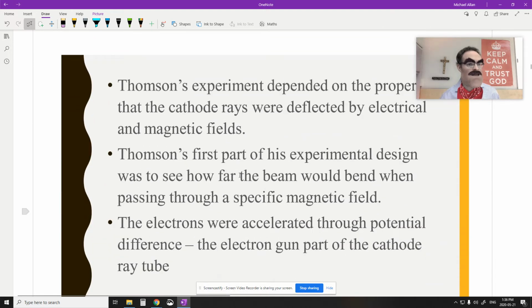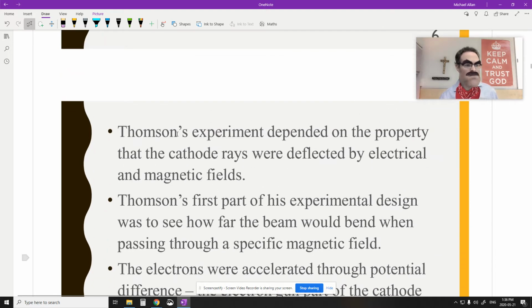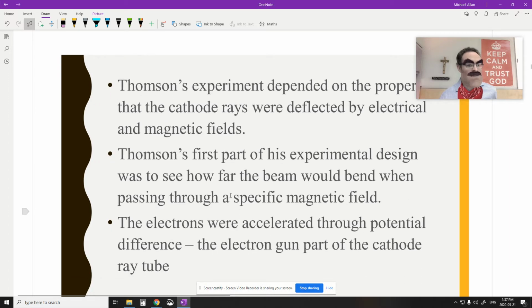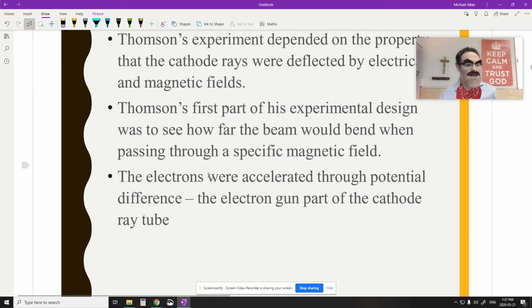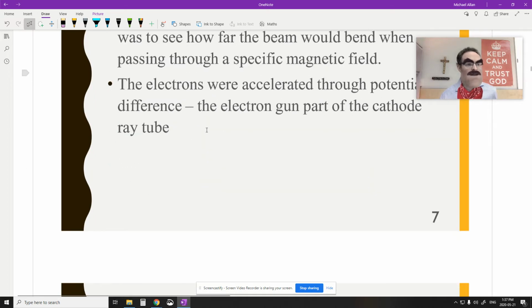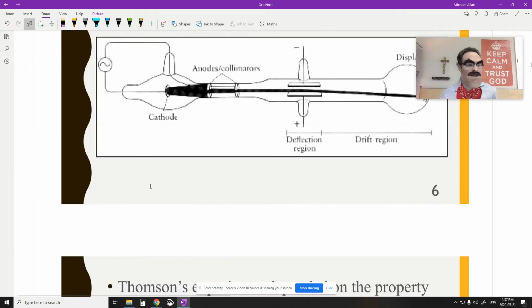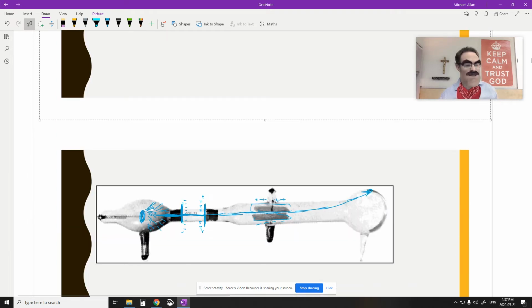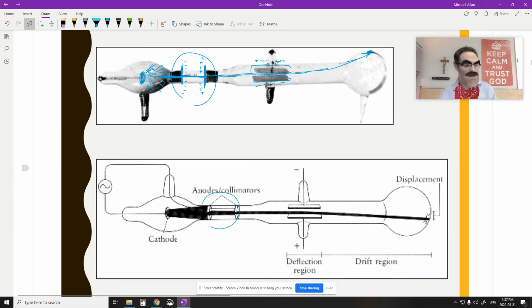Okay, so we come down here. In his experiment, he did a few different things. He had a 3-piece cathode ray tube, and in that picture there are only 2 pieces, but he added a 3rd piece to help him develop and prove certain things. So in his experiment, the cathode rays were deflected by electric and magnetic fields. Okay, so he knew they were charged. The first part of the experiment was to see how far the beam would bend passing through specific magnetic fields. The electrons were accelerated through a potential difference. In the electron gun part of the cathode tube, this part here, it gets accelerated between these 2 plates right in here.